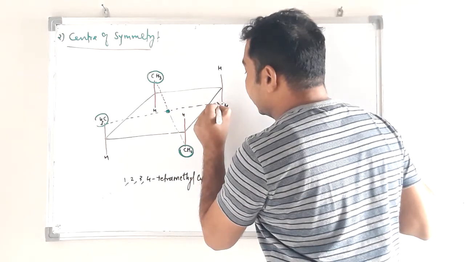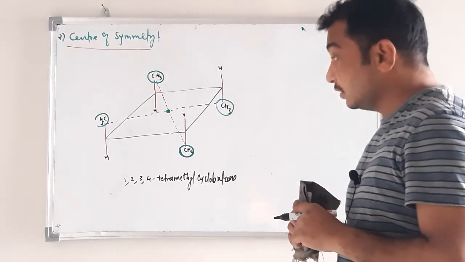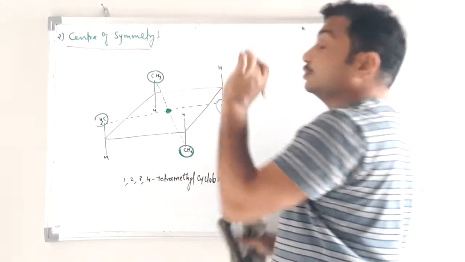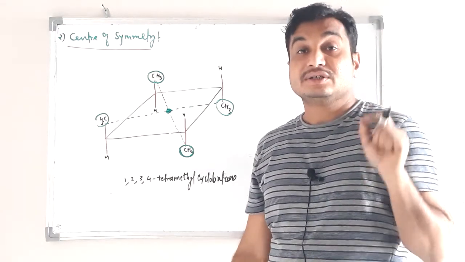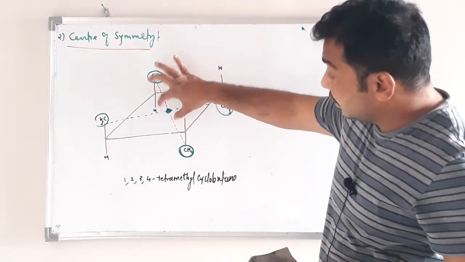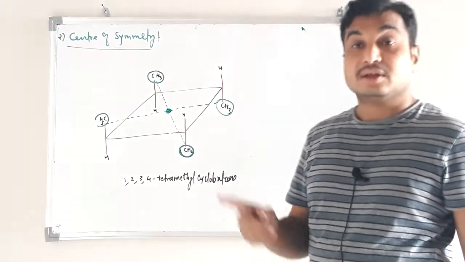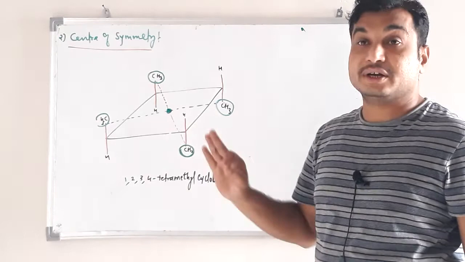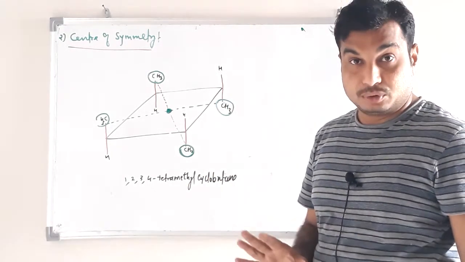And extend in the opposite direction, anywhere in the molecule, then such a center is said to be the center of symmetry. Such a molecule is said to have a center of symmetry. If such a center is present in the molecule, then the molecule is said to be symmetric and it is optically inactive. It is optically inactive.